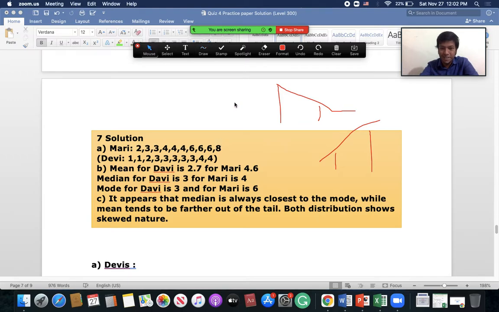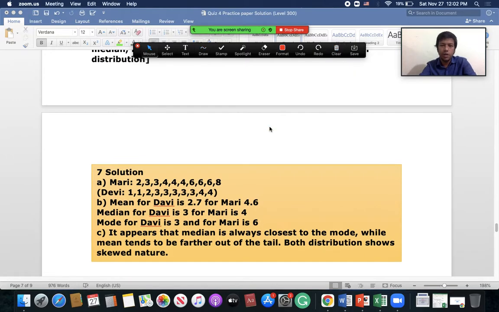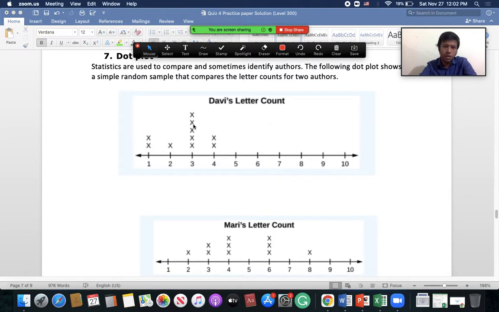We can also understand it by looking at the data. For example, the mode for Devi is 3 and the mean is 2.7. So 3 is here, 2.7 is here. That means it is left skewed. This is for Devi. Now you go to the picture. This is Devi, and you can see that the data is left skewed.